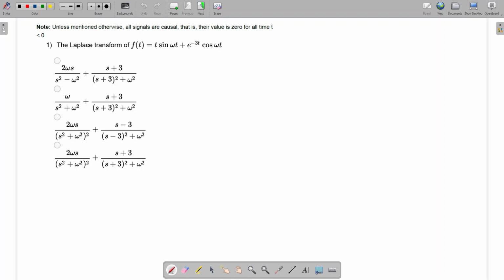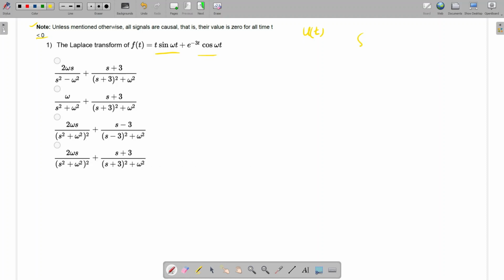A note is written on the top. Note means unless mentioned otherwise, all signals are causal and their initial value is 0 for all time t. It means the step function u of t is multiplied with this signal. So this summation of two signals, we have to convert into the S domain. Here omega is a constant.